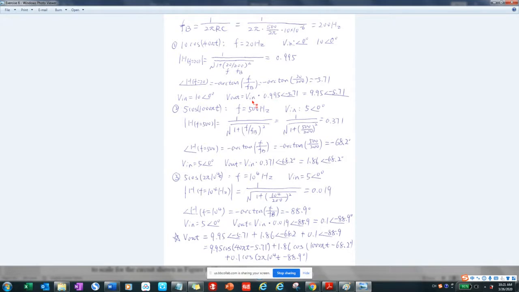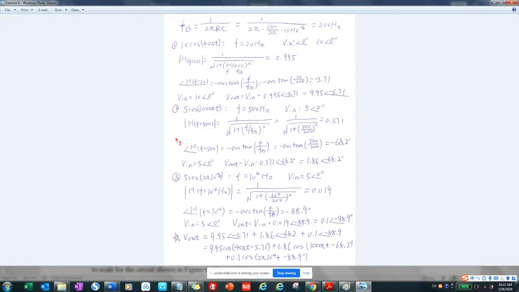We have input magnitude is 10 multiplied by 0.995. We are going to get 9.95. And for the phase angle, we add them up. The input phase angle is 0. Add the negative 5.71. We are going to get the negative 5.71. So that is the output for the first input in the phasor representation.